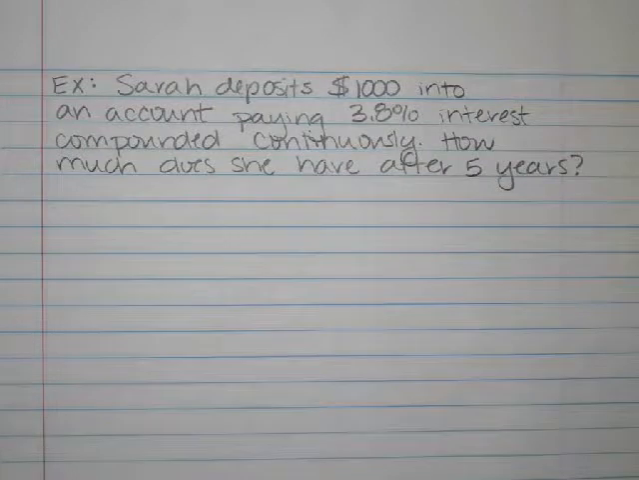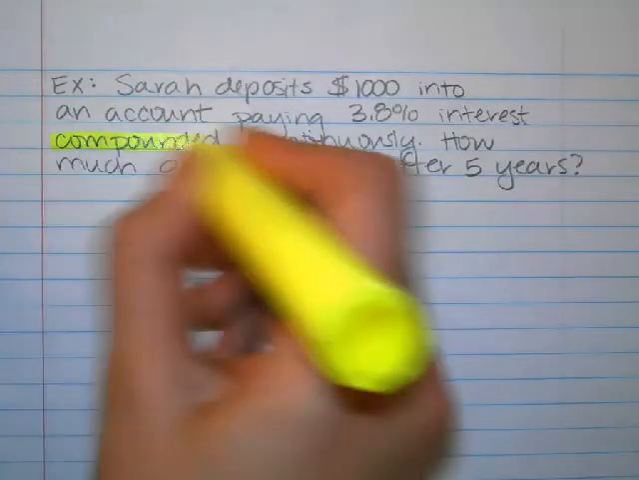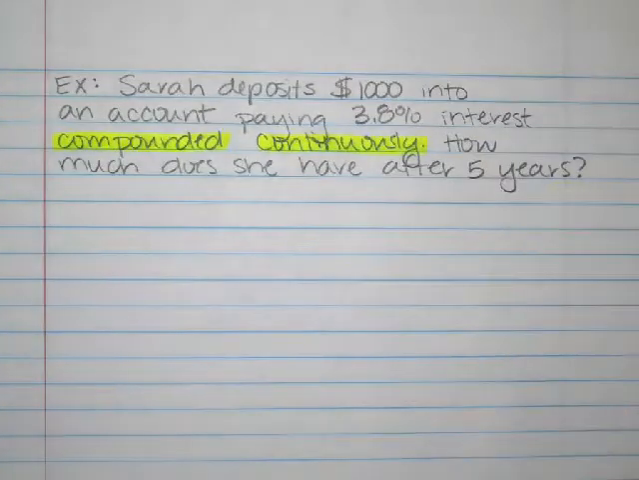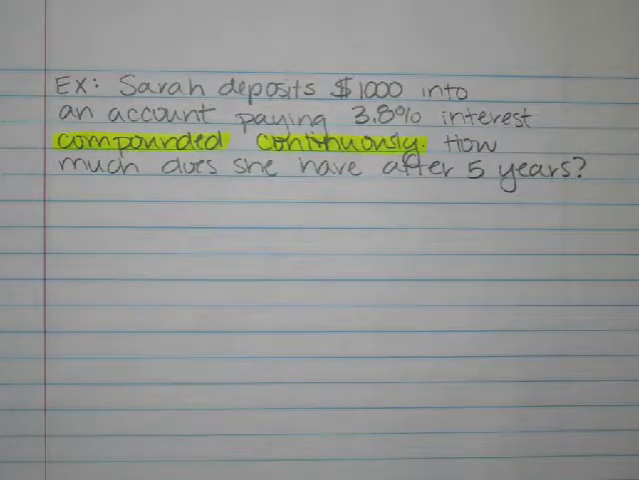So compounded continuously means that they are monitoring your account every day, and that's how you're getting the interest. You're constantly getting it. Every little change to your account is going to reflect some sort of interest change. All right. So what wording in the question tells us which formula to use? Yeah, compounded continuously tells us to use the compounded continuously formula. It also said interest.